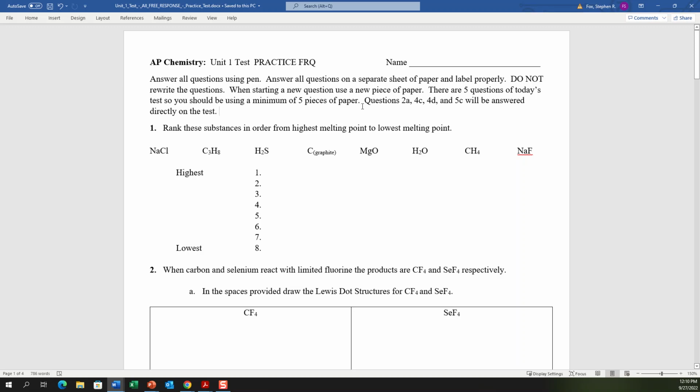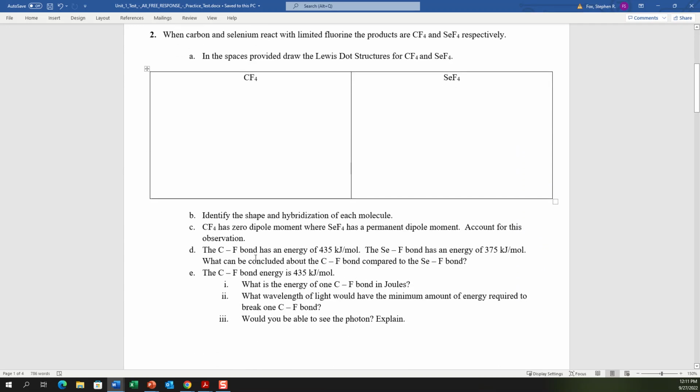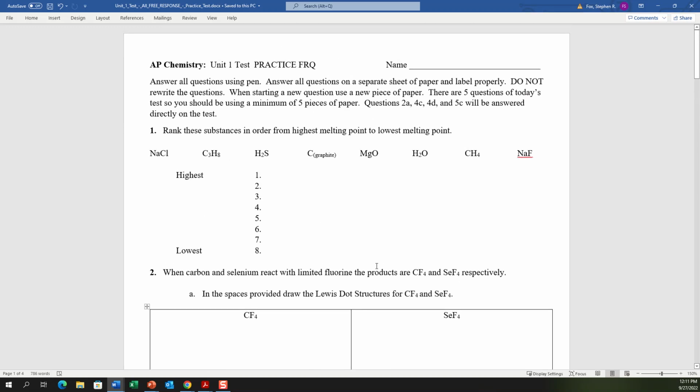Also notice that in the instructions it says these actual questions here will be answered directly on the test. So you can write on this and all that, but make sure you're putting your answers on the separate sheet of paper that you get, except when prompted to actually write on the test itself. Like here it says 2A, where you're drawing these dot structures, you're going to be putting them right here on the test, but the rest of these questions down here, you're going to be writing on your separate sheet of paper. All right, so let's go through it.